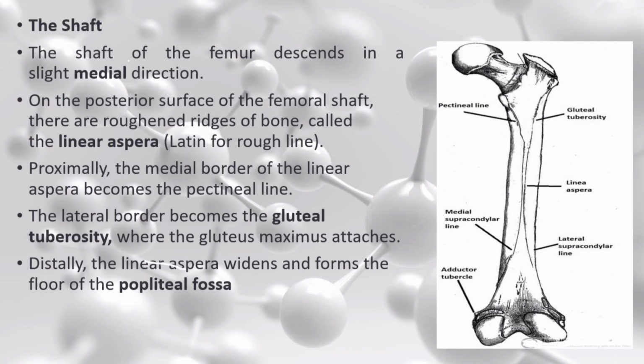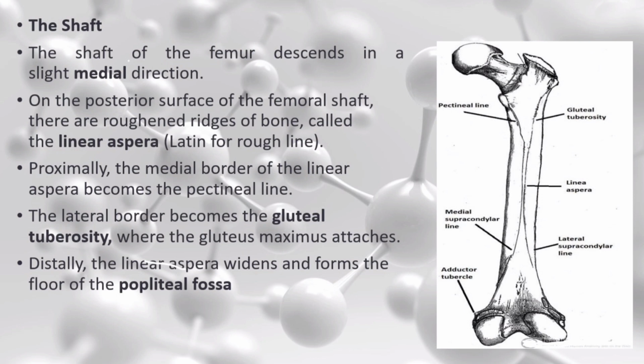The shaft. The shaft of the femur descends in a slight medial direction. This brings the knees closer to the body's center of gravity, increasing stability. A cross-section of the shaft in the middle is circular but flattened posteriorly at the proximal and distal aspects.